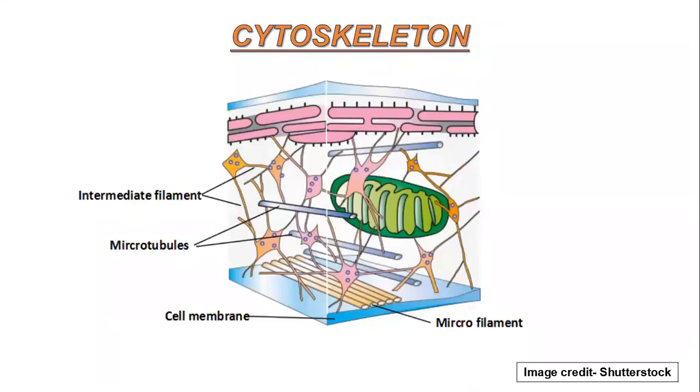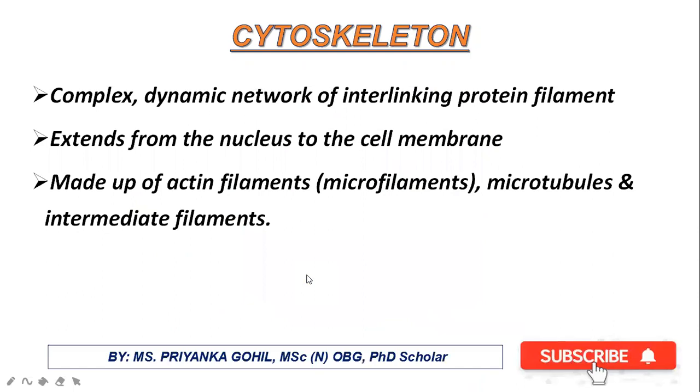Now here we have the structure of the cytoskeleton. So in the structure of cytoskeleton, there is cell membrane here. Then these are the microfilaments, these are the microtubules, and these are the intermediate filaments. So this cytoskeleton is a complex dynamic network of interlinking protein filaments which is present in the cytoplasm of all the cells, including bacteria and the archaea.